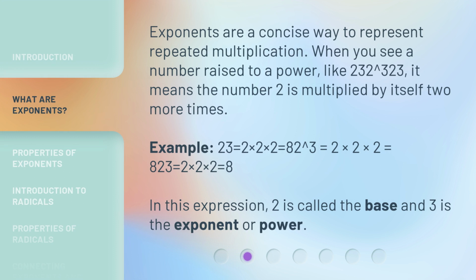Exponents are a concise way to represent repeated multiplication. When you see a number raised to a power, like 2 to the power of 3, it means the number 2 is multiplied by itself 2 more times. Example: 2^3 = 2 × 2 × 2 = 8. In this expression, 2 is called the base and 3 is the exponent or power.